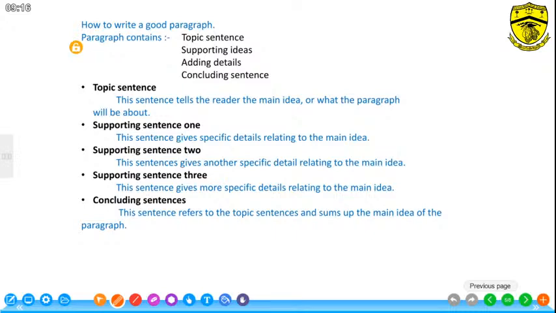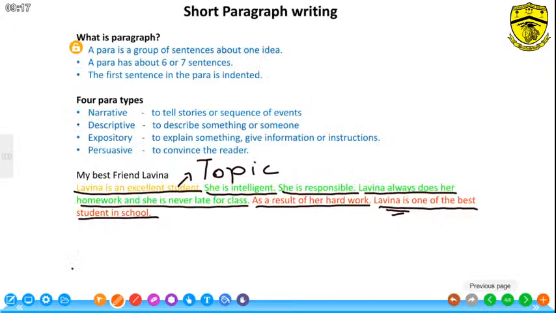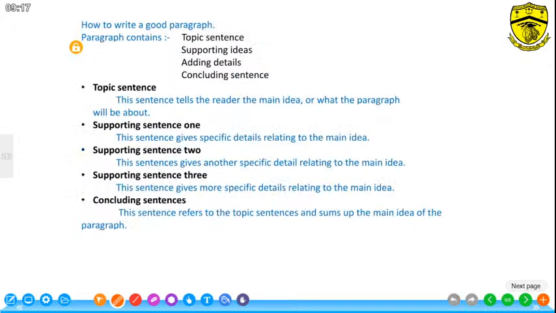Then the concluding sentence. This sentence refers to the topic sentence and sums up the main idea of the paragraph. That means because of that, Lavina is one of the best students in school, and she is a best friend of mine. So we have to move to the other section.